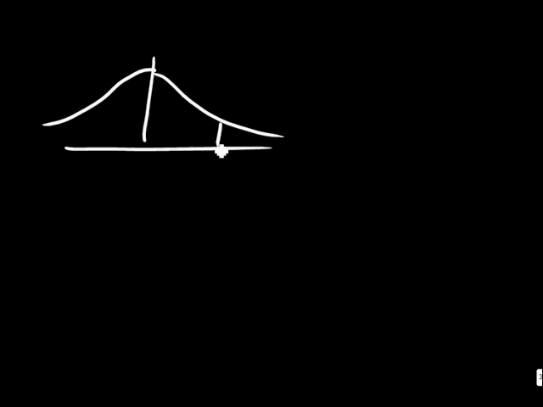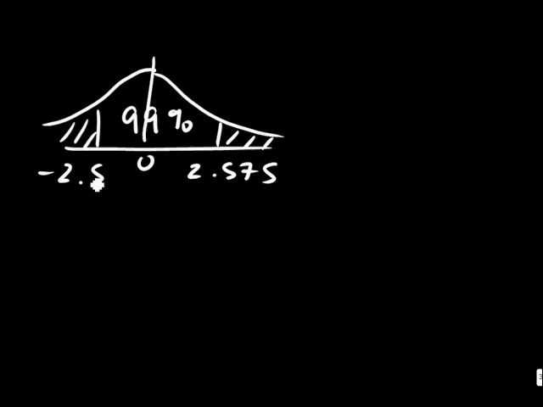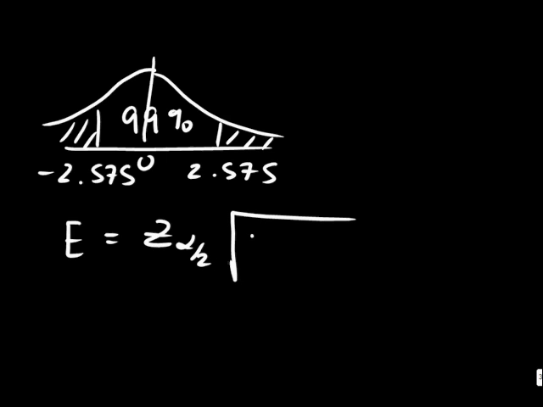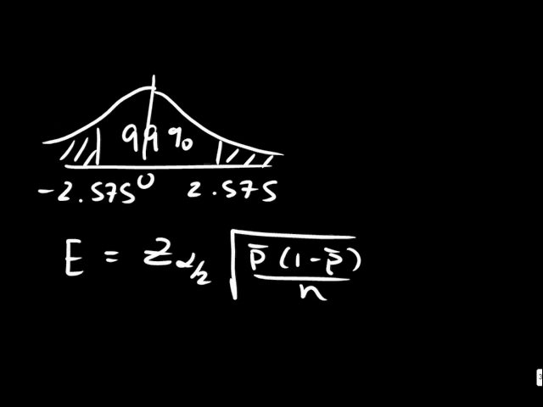In this example, we're using the 99% confidence level, which gives us z-values, or z alpha over 2 values of 2.575 and minus 2.575. Our error formula is z alpha over 2 square root sample proportion, 1 minus the sample proportion, over the sample size, where z alpha over 2 is 2.575.